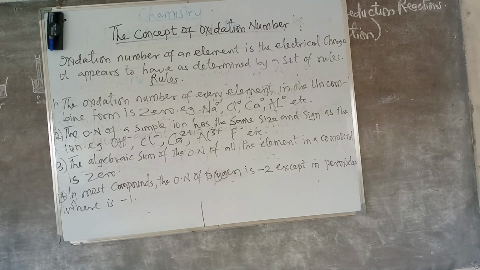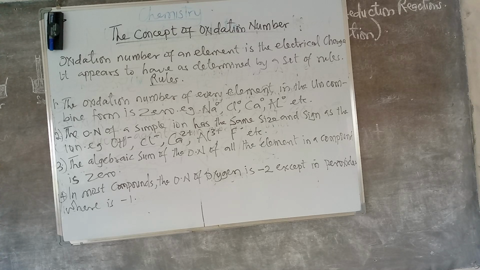The concept of oxidation number. The oxidation number of an element is defined as the electrical charge it appears to have, as determined by a set of rules. And those rules are as follows.